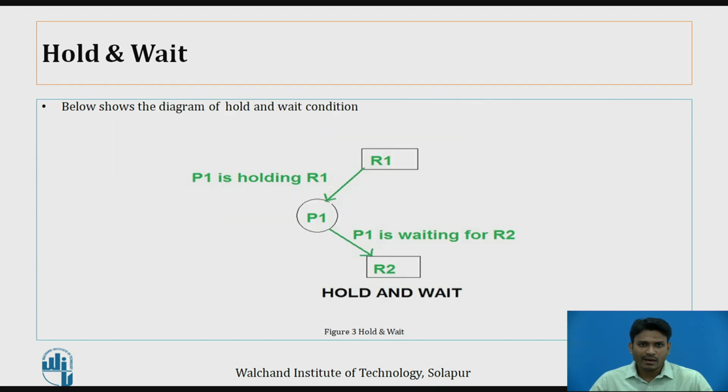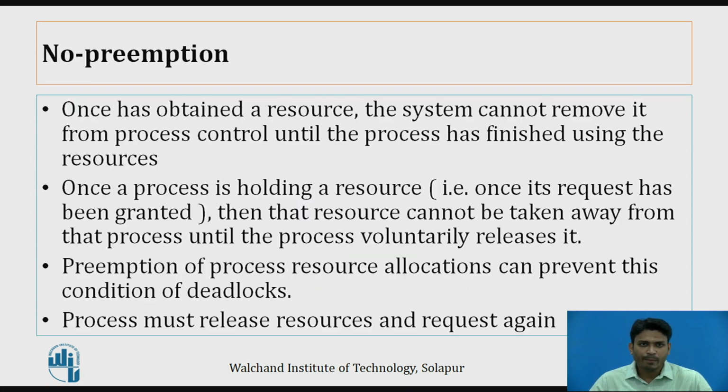Now look into this diagram here. In the diagram there are two resources, R1 and R2, and P1 is the process. Now P1 is holding R1 and P1 is waiting for R2. In this situation we call it hold and wait.